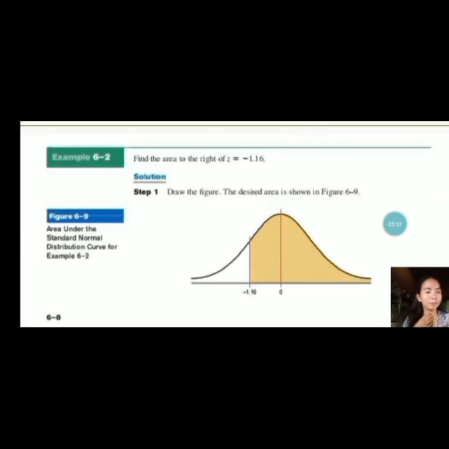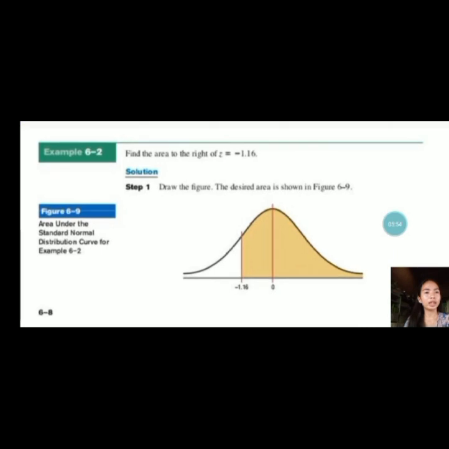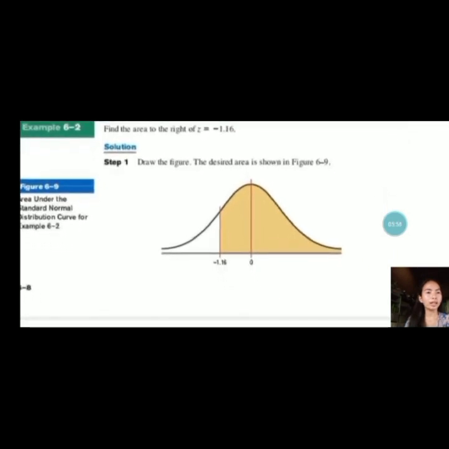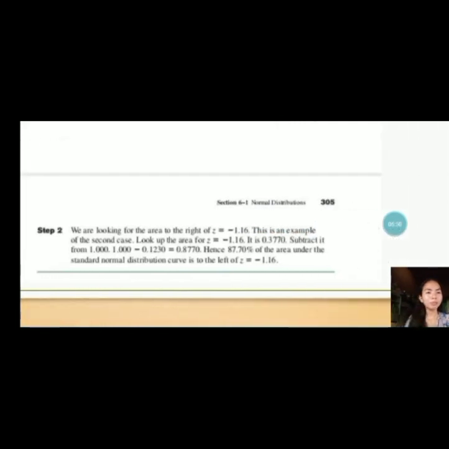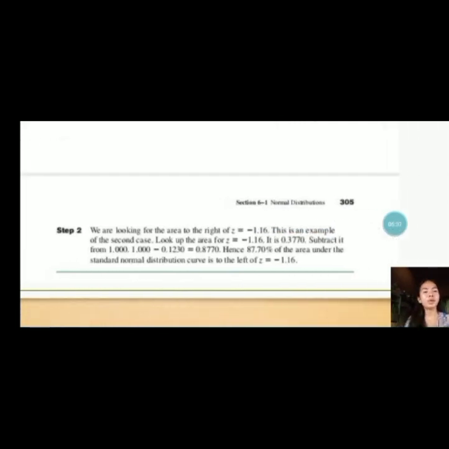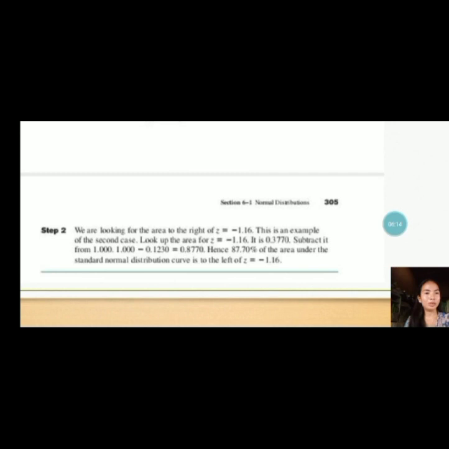So, same as that, mag-drawing yun mag-bell. So, nga na siya ang negative 1.16. We're looking for the area to the right of Z is equal to negative 1.16. So, negative 1.16 is equal siya of 0.3770. So, yun sa pagkuha sa 0.3770.